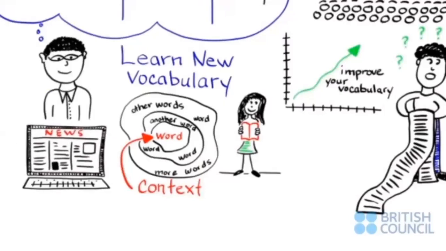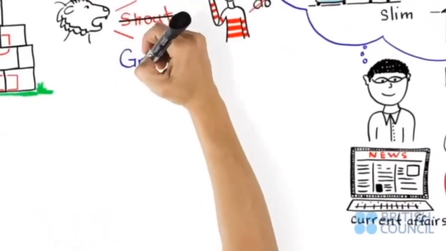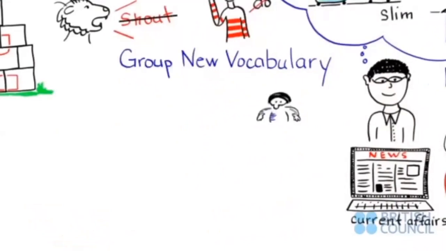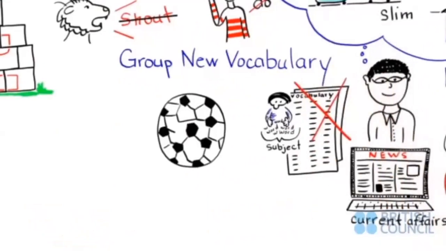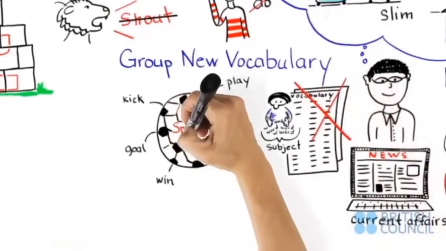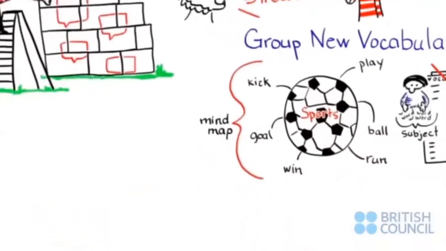Online newspapers are a good resource. These can also help you keep up on the vocabulary of current affairs. Group new vocabulary into related subjects and learn these together, rather than making long lists of unrelated words. For example, make a list of words about sports. Using mind maps often helps with this.